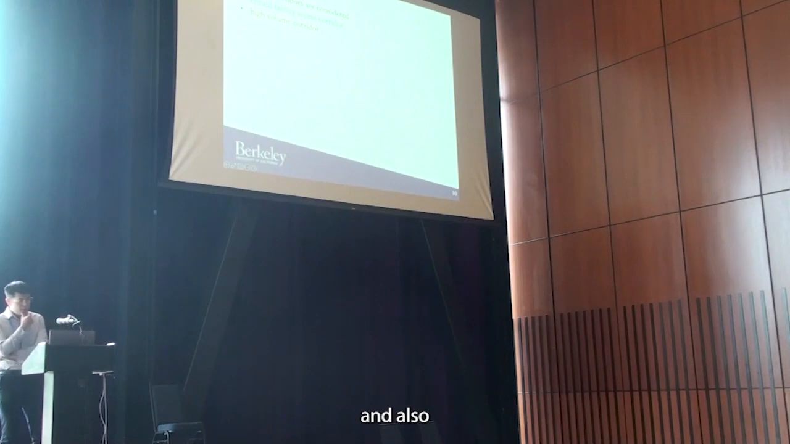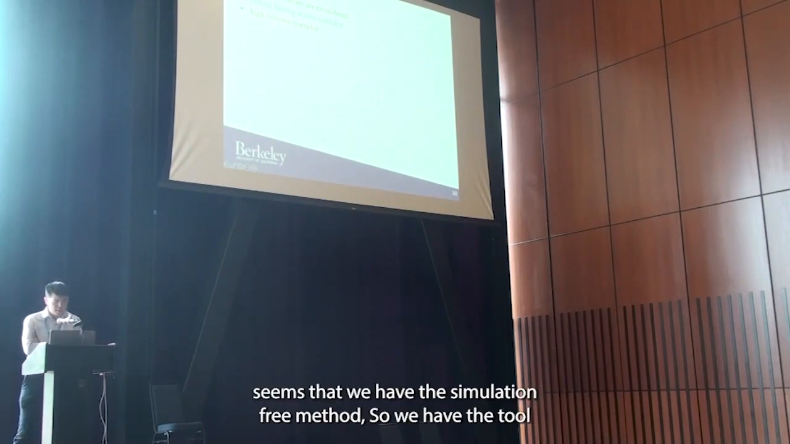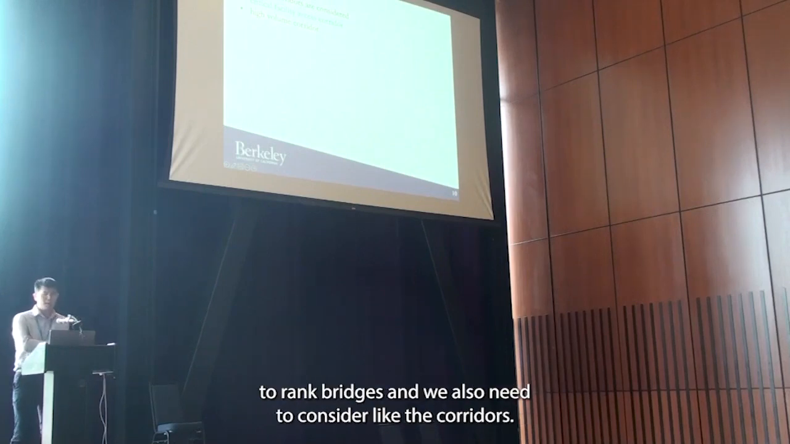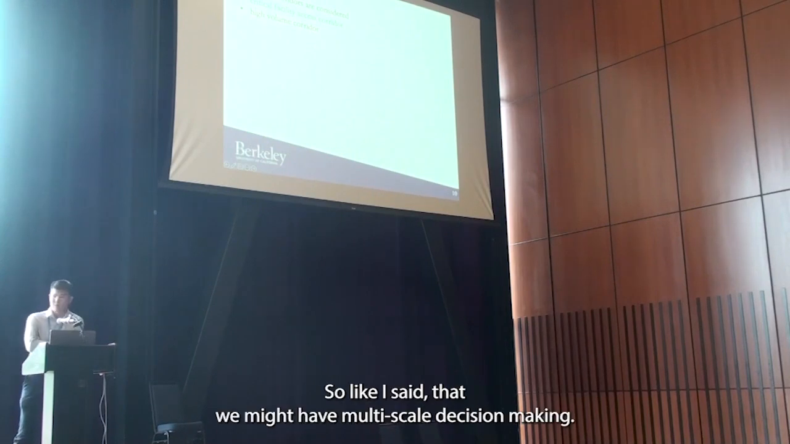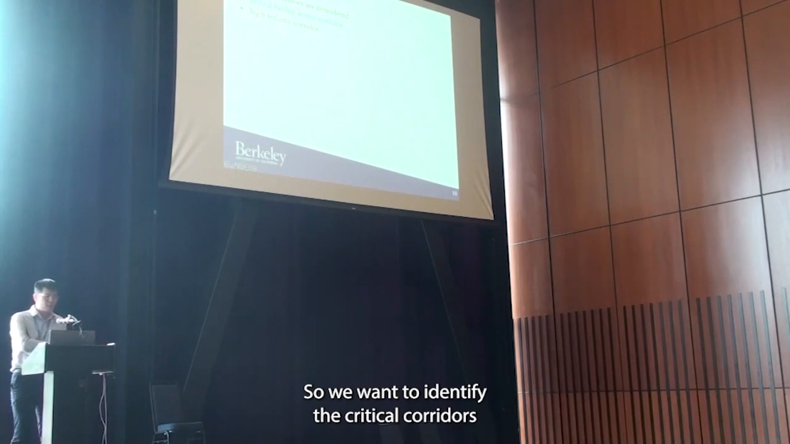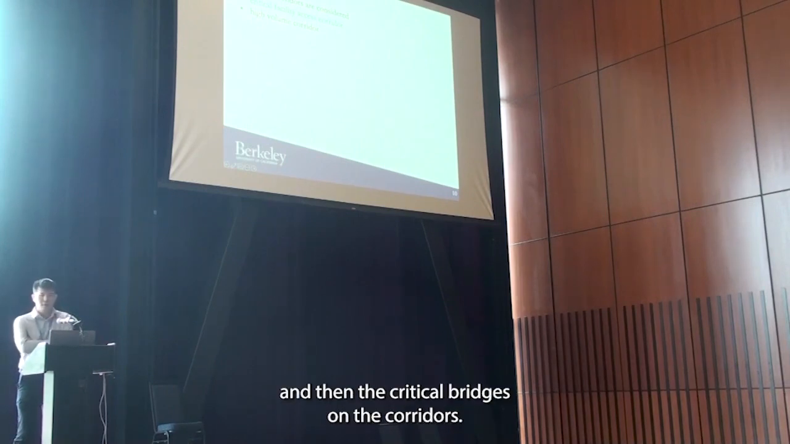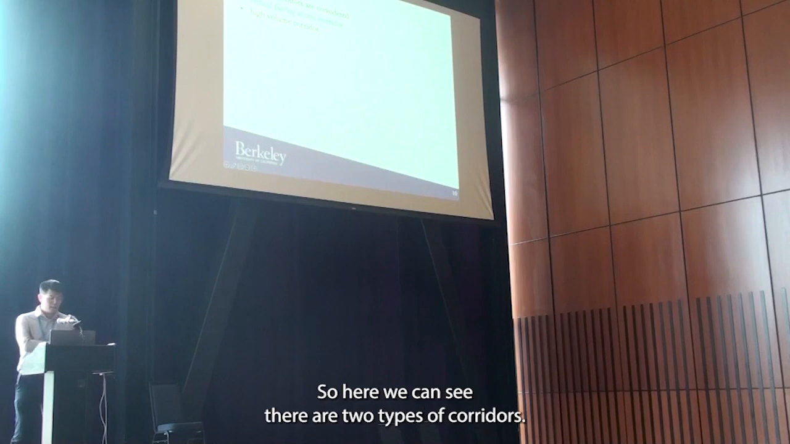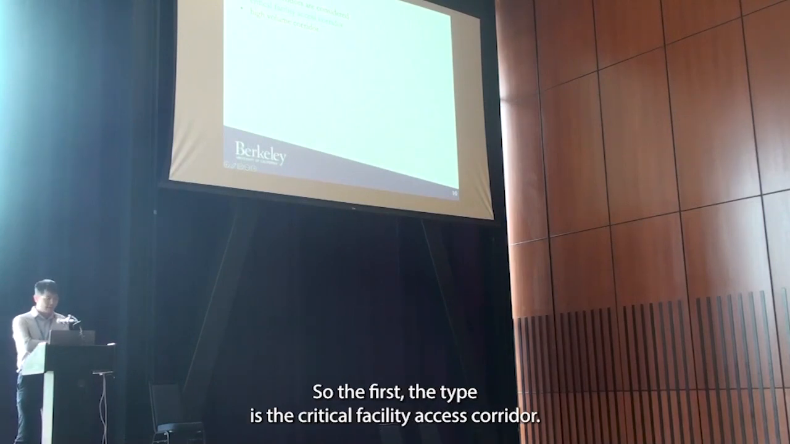And also, since we have the simulation-free method, we have the tool to rank bridges, and we also need to consider corridors. Like I said, we might have a multi-scale decision making. So we want to identify the critical corridors and then the critical bridges on the corridors. Here we consider two types of corridors. The first type is the critical facility access corridor.